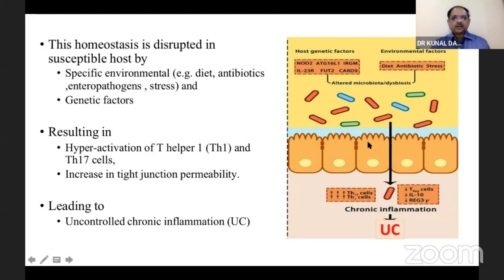There may be certain genetic factors. There are a whole lot of genetic factors involved, which include NOD2, ATG16L1, IRGM, IL-23 receptors, FUT2, and CARD9. This results in hyperactivation of T helper cells, TH1 and TH17 cells. This increases the tight junction permeability and leads to uncontrolled chronic inflammation, leading to presentation of ulcerative colitis.